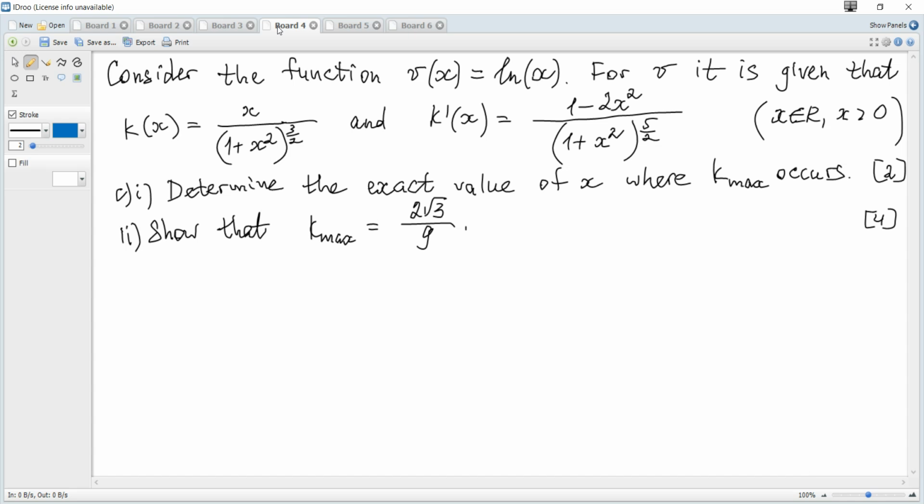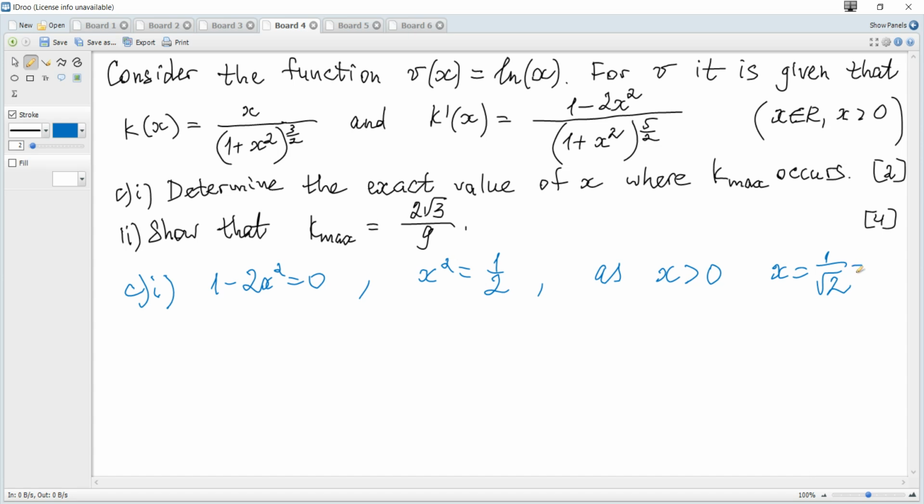Next, consider the function v of x, which is ln of x. For v it is given that k of x, and the derivative of k, for x greater than 0, the domain of ln. Determine the exact value of x where k max occurs. And again, it's absolutely the same. K max occurs when the derivative is 0, so 1 minus 2x squared is 0, x squared is a half, and as x is positive, x is 1 over square root of 2, or root 2 over 2.